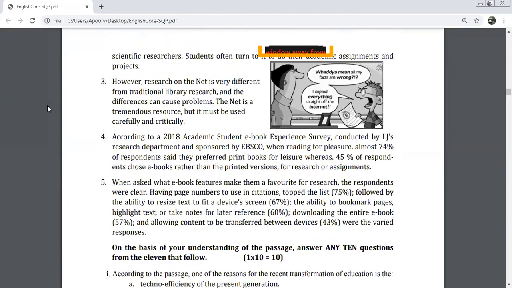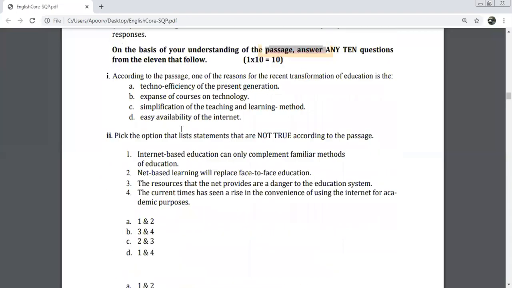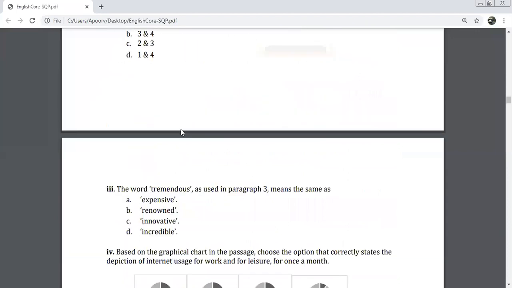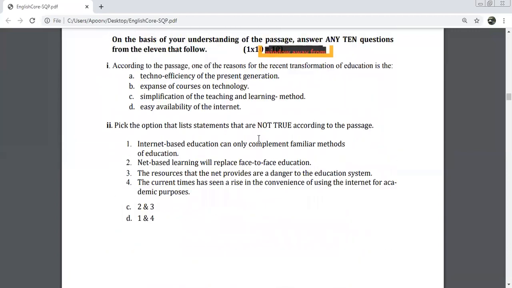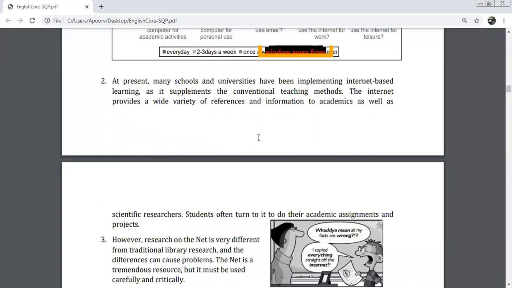No, we need to see the answers from the graph. In the graph, they have mentioned work, leisure, 2018, once a month. Yes, but based on the graphical chart in the passage. Okay, in the graph, they have mentioned everything.